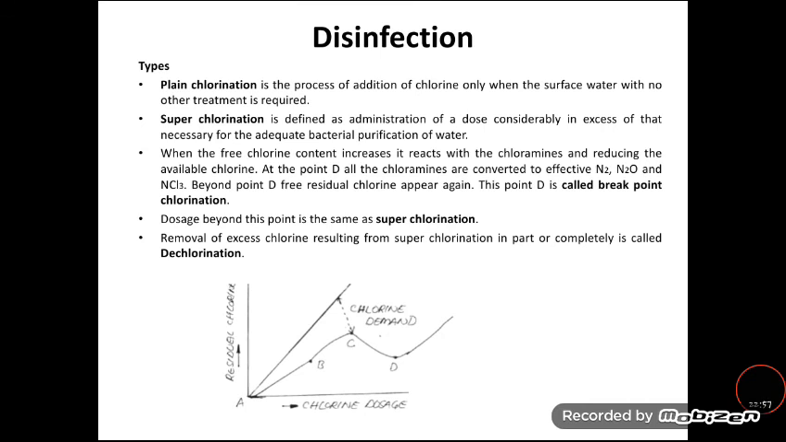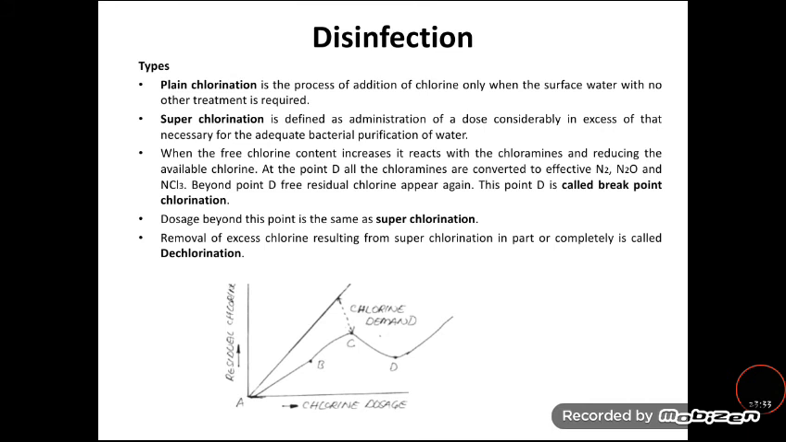Here the diagram indicates the point D, which is called breakpoint chlorination. The x-axis implies the chlorine dosage. The free chlorine content increases with increase in residual chlorine, and at one point it starts to disappear. Again at one point it starts to appear again. That point is called the breakpoint chlorination.